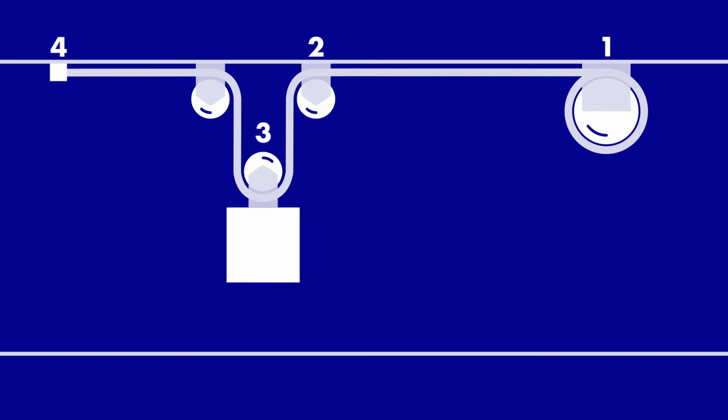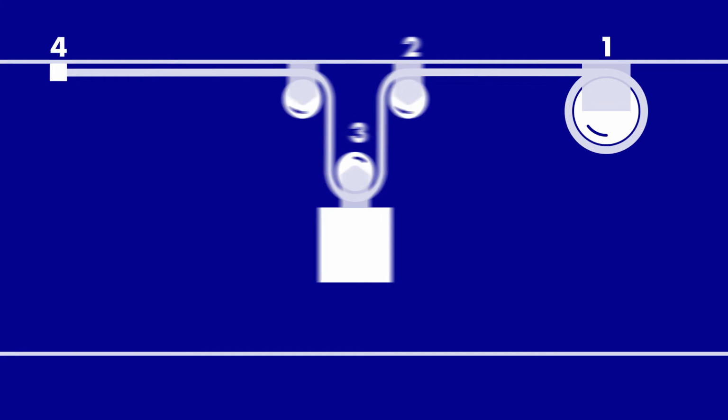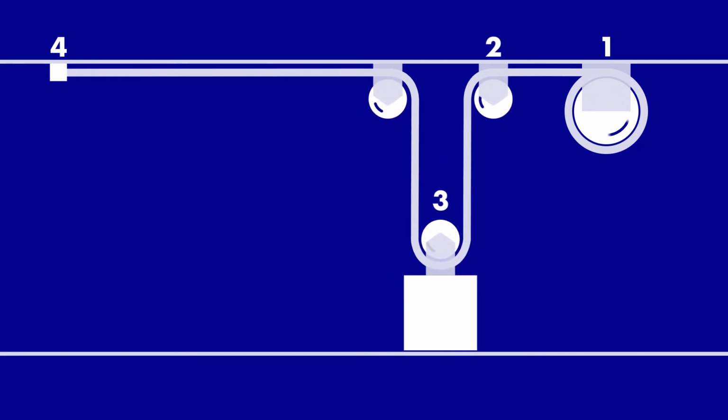This extra pulley between points 3 and 4 also allows the crane to move the load freely back and forth to get it where it needs to go.